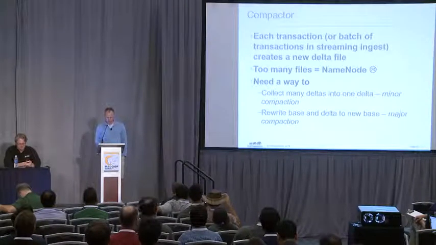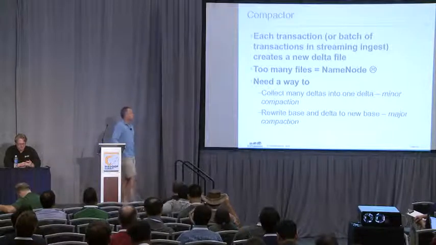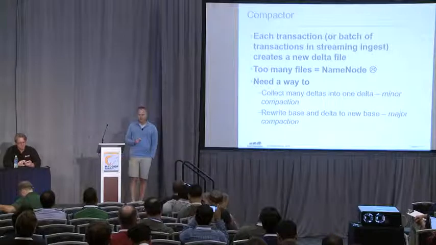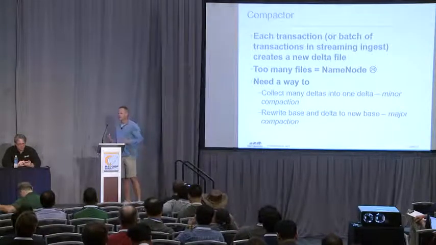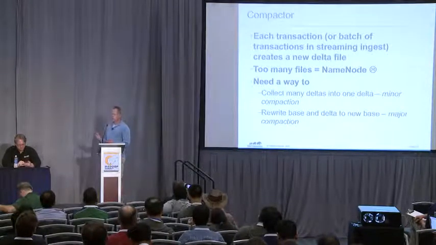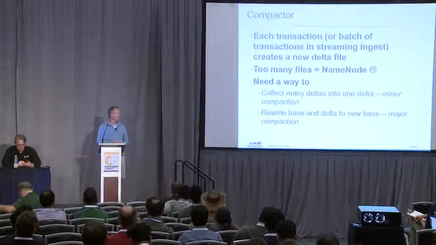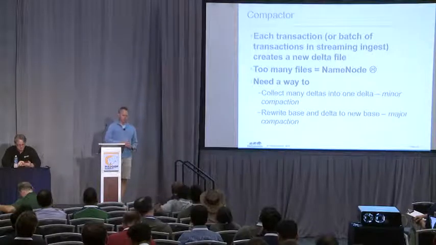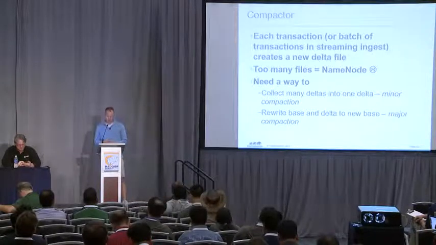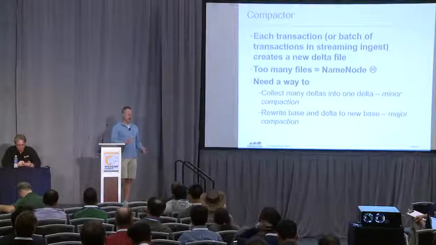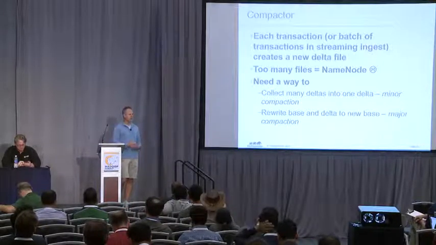Okay, so let's talk a little bit about the compactor. This is one of the more interesting behind the scenes parts of all this. So you write these Delta files. In the way we've done it, at least initially, each transaction, or in the streaming ingest case, each batch of transactions creates a new Delta file. As everybody knows, if you get too many files in HDFS, your name node gets unhappy, bad things happen. So we can't leave it that way.